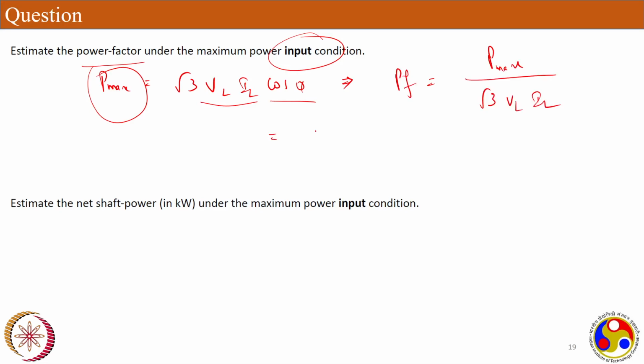So how much is the maximum power? We got 164.7 kilowatt divided by root 3 into 440 multiplied by 261.1. So calculate it for me. Yes, sir, it is correct, the current. Okay, but my question is, sir, with the current I got an angle minus 34. So cos of that is not a power factor?